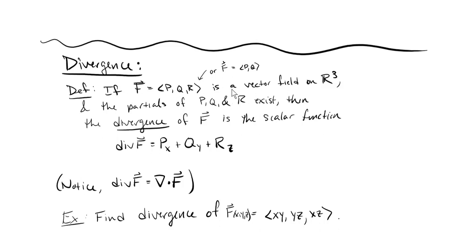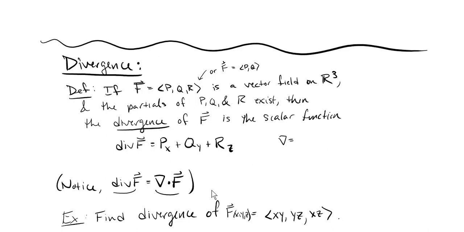So if we do have one of these fields, a vector field in R3 or R2 even, and the partials of P, Q, and R all exist, then the divergence of that field is a scalar function denoted div of F, divergence of F, and it equals the partial of the first component with respect to your first variable x, plus the partial of the second component with respect to second variable y, and so on down the road. What I want us to notice is another connection to this del vector, that we can write divergence, and often do write divergence, as del dot F. Let's see why this makes sense.